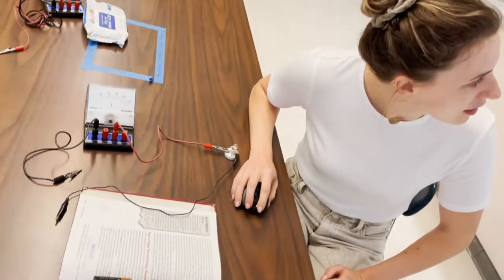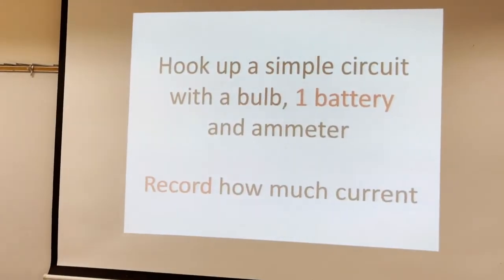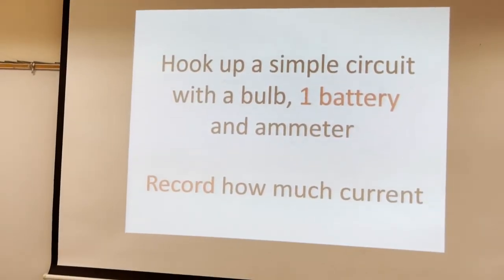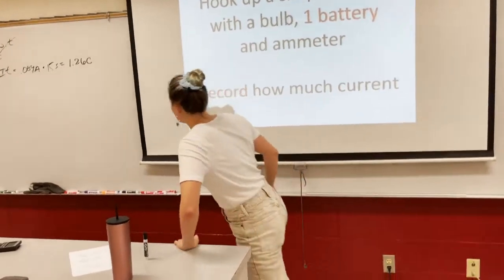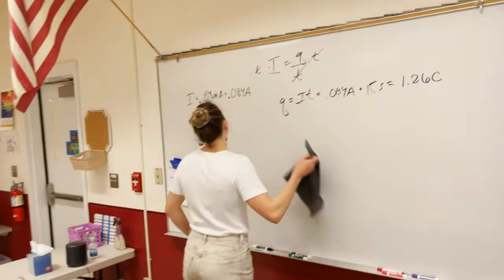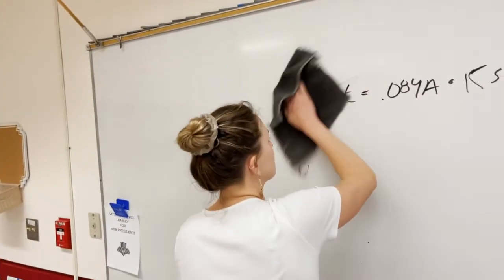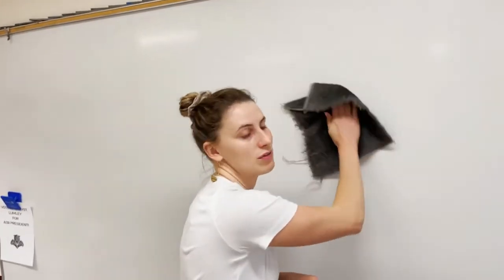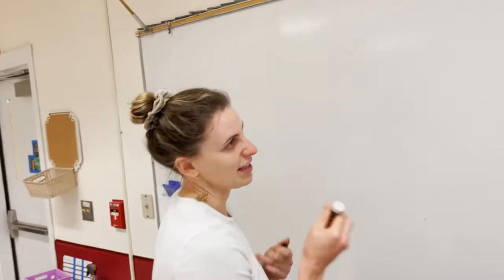Okay, so hook up a simple circuit with a bulb, one battery, and an ammeter. Record how much current. Should I draw this on the board first? I think that's a good idea. Let's get a visual of what we want it to look like first. Some of you might have some experience with circuits, but I'm going to bet that many of you don't. So this kind of stuff at first is just alien.